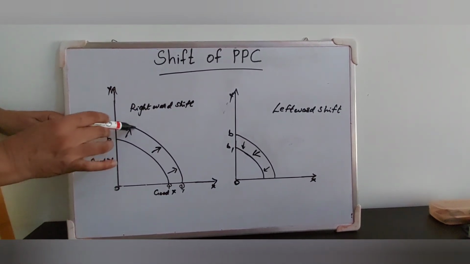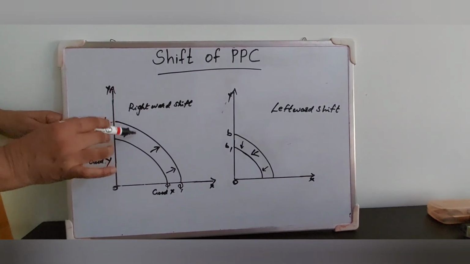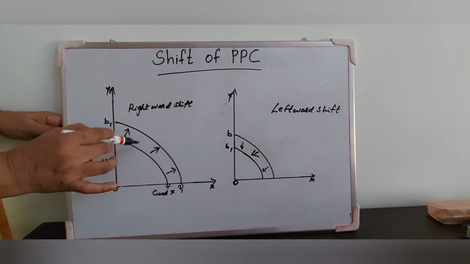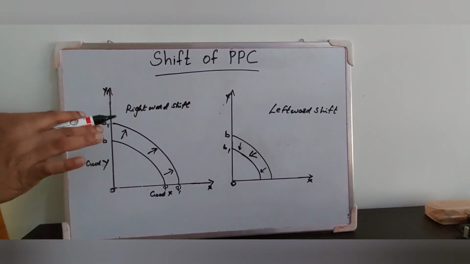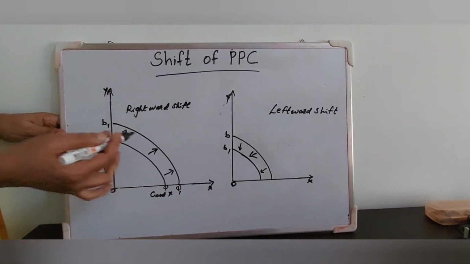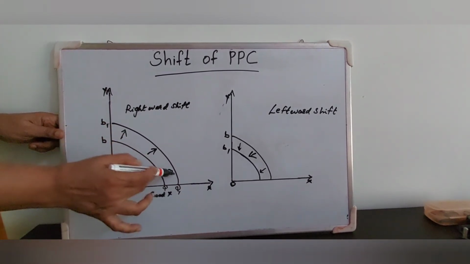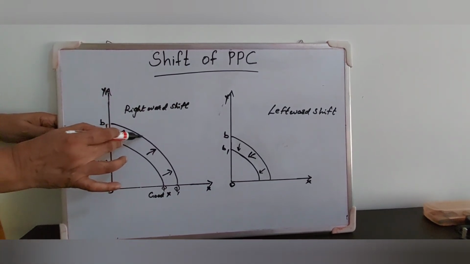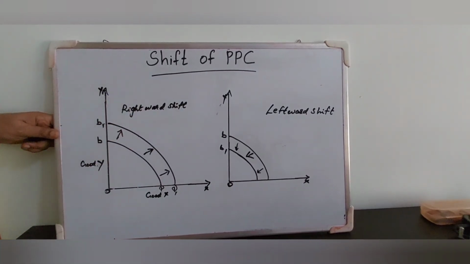So the shift of PPC rightward or outward, more production of both the goods, means there is economic growth. Maybe by using a better technology, that can be the reason. A better technology, more of both the goods are produced, which leads to the shift of PPC rightward or outward. It indicates economic growth.